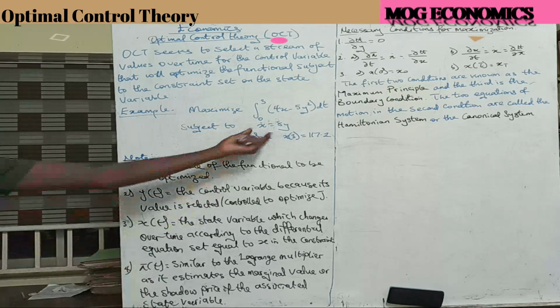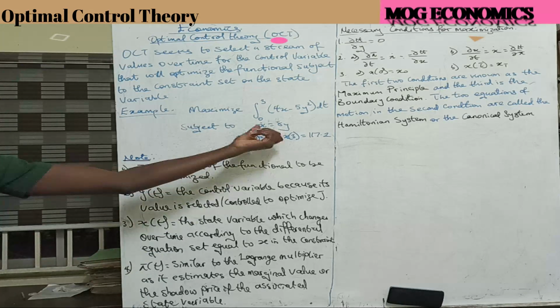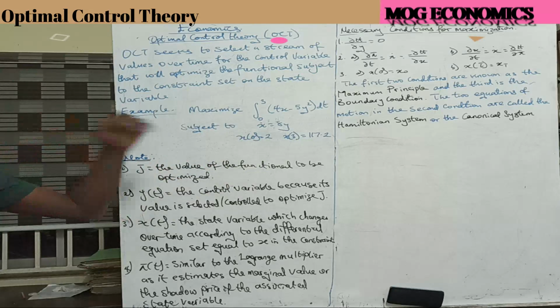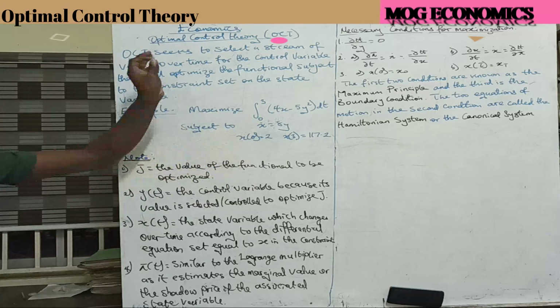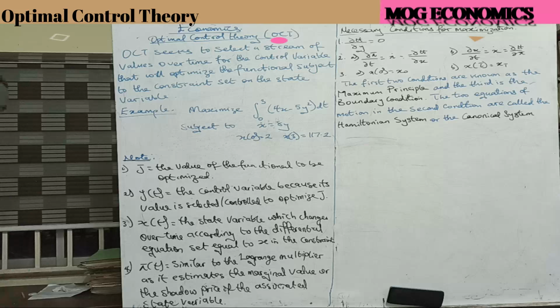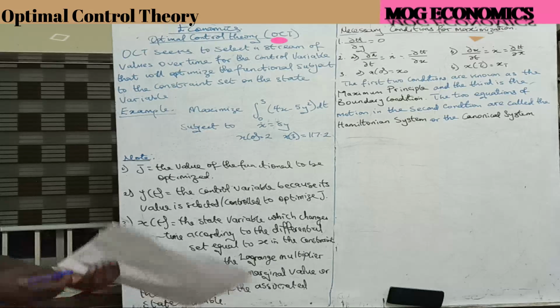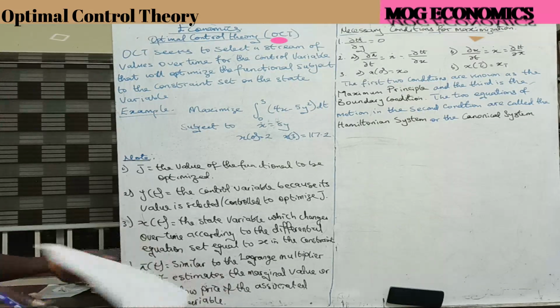Then x(t) here is the state variable. It's a variable in motion, I guess because of the dot that is on it. Then you also have lambda(t). Lambda(t) is similar to the Lagrange multiplier, as it estimates the marginal value or the shadow price of the associated state variable. Now, from your budget constraint, let me first explain what a control variable is.